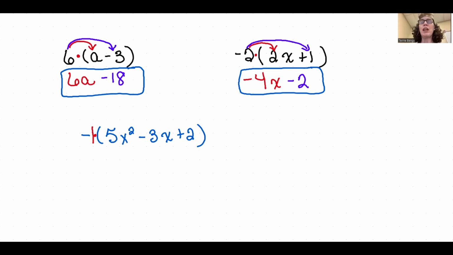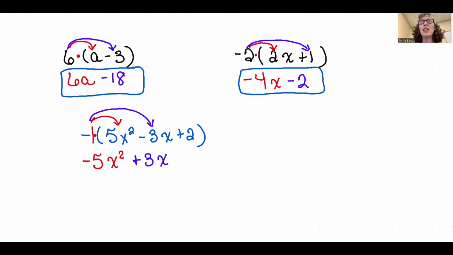This is multiplying. So we're going to take that first term, -1, and multiply it by the first term inside the parenthesis. So -1 times 5 is -5. The x squared will come right down with it. Then we go to the second term, which is -3x. And again, we have -1 times a -3x. So -1 times -3 is a +3. And we bring that x down with it.